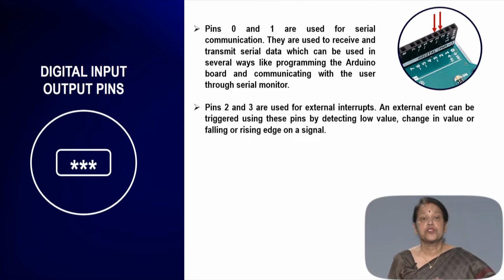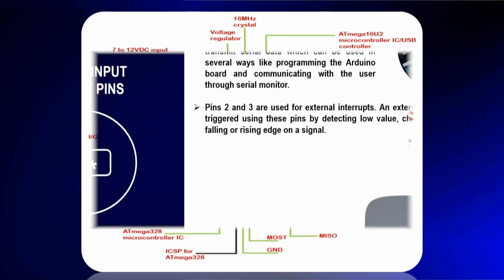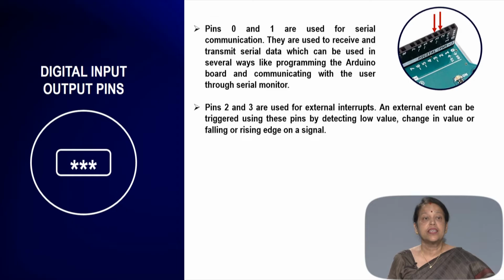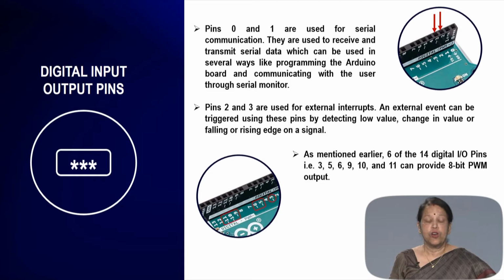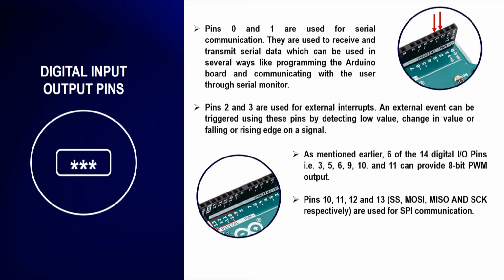Pins 2 and 3 are used for the external interrupt, that is interrupt 0 and interrupt 1, as shown in the diagram. An external event can be triggered using these pins by detecting a low value, a change in value, or a falling or rising edge on the signal. As mentioned earlier, 6 of the 14 digital pins, that is 3, 5, 6, 9, 10 and 11, can provide the 8-bit PWM output, that is pulse width modulation output, and pins 10, 11, 12 and 13 are used for the serial peripheral interface.